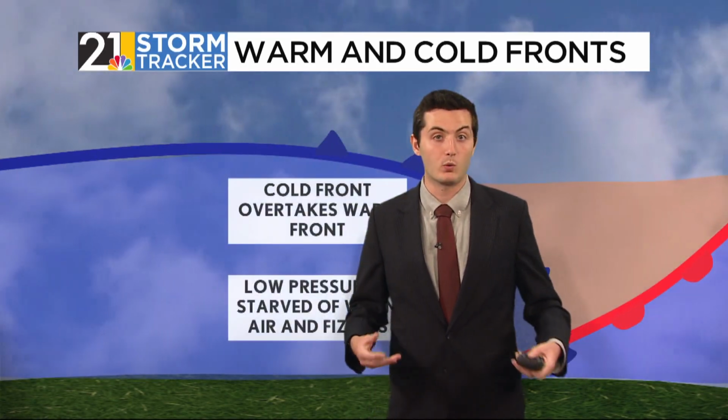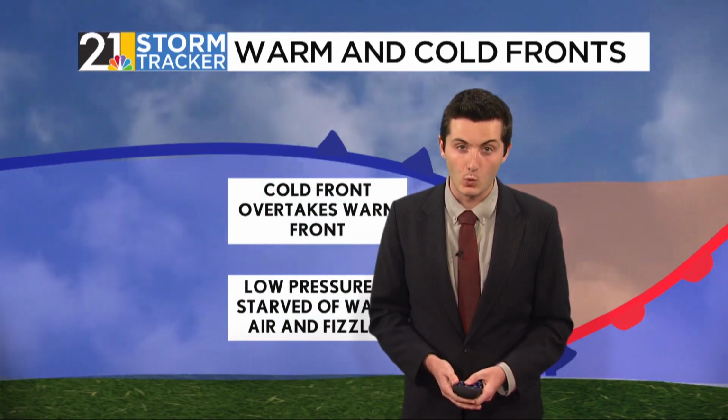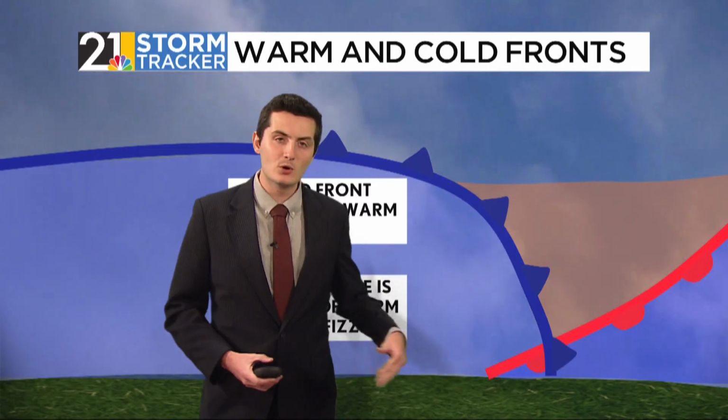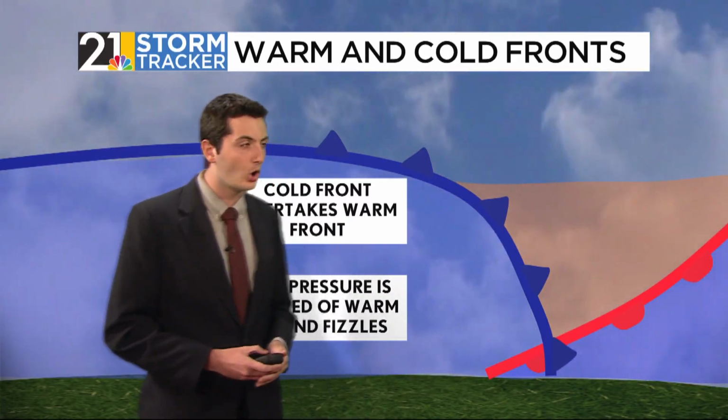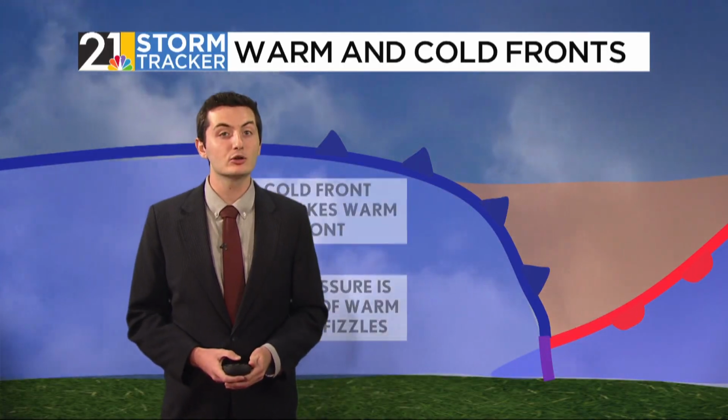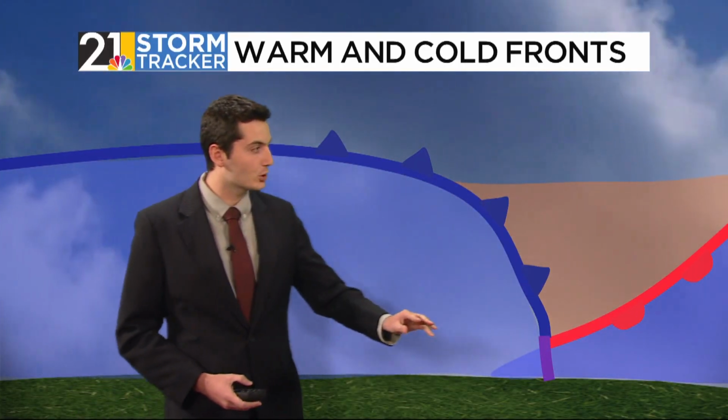But like I said, cold fronts move much quicker than warm fronts. So if a cold front catches up to a warm front, it overtakes it, and you can see at the bottom, there's no warm air at the surface. It's all cold air. And so what we do is we name this a different front. It's called an occluded front, and we designate that in purple color.